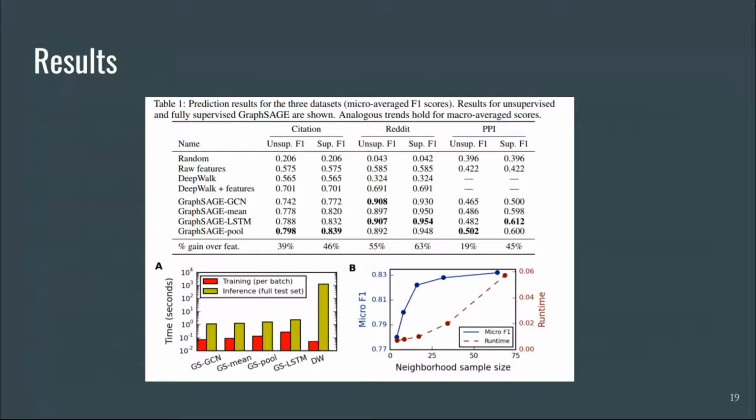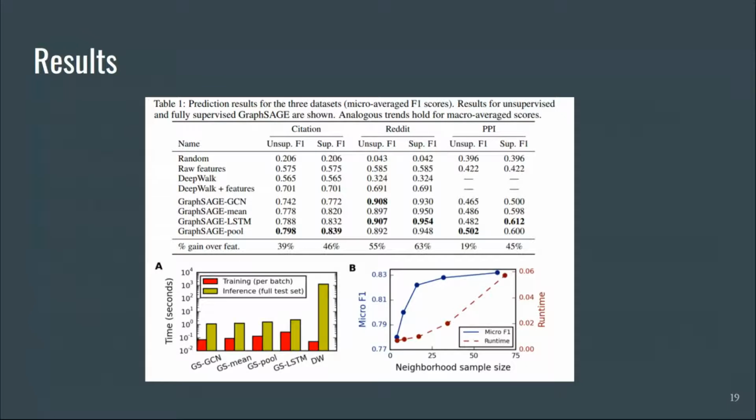Instead of having mean and max pool and other things, they just use the convolution operation the way that GCN did, okay? But what is the difference then? The difference is in the sampling method that they use. And then they also use other types of baselines.